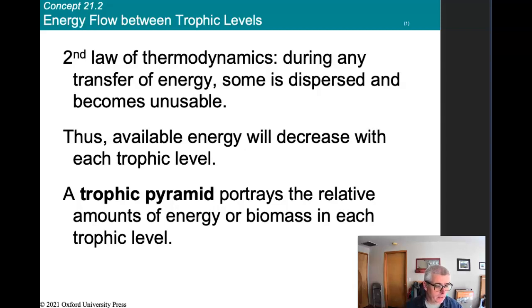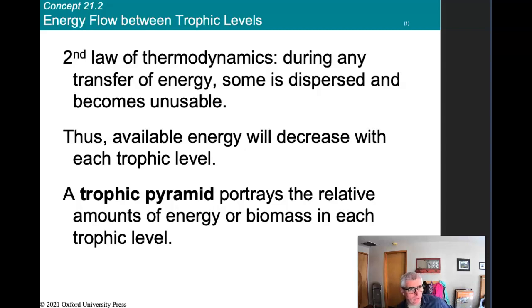Okay, let's come back to part B, concept 21.2. The second law of thermodynamics: during any energy transfer, some is dispersed and becomes unusable, typically things like heat, right? Thus, available energy will decrease at each trophic level.